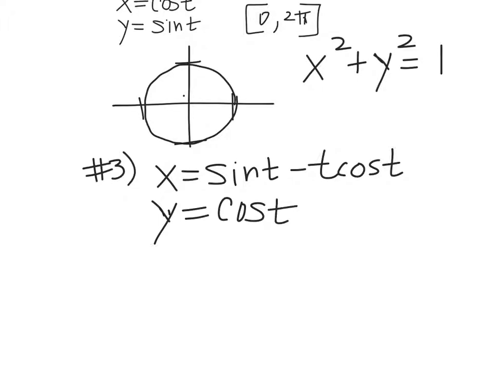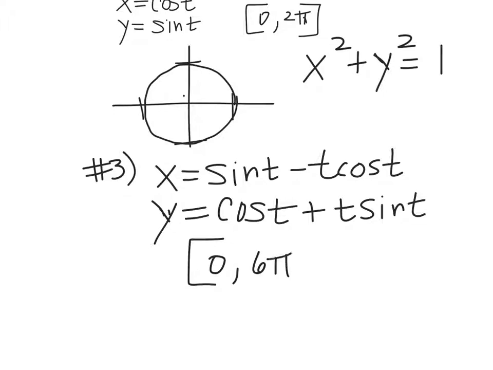Cosine t, and I don't read that as cost either, plus t sine t, and we're going to do this on the interval from 0 to 6 pi. Woo! This is going to be fun.